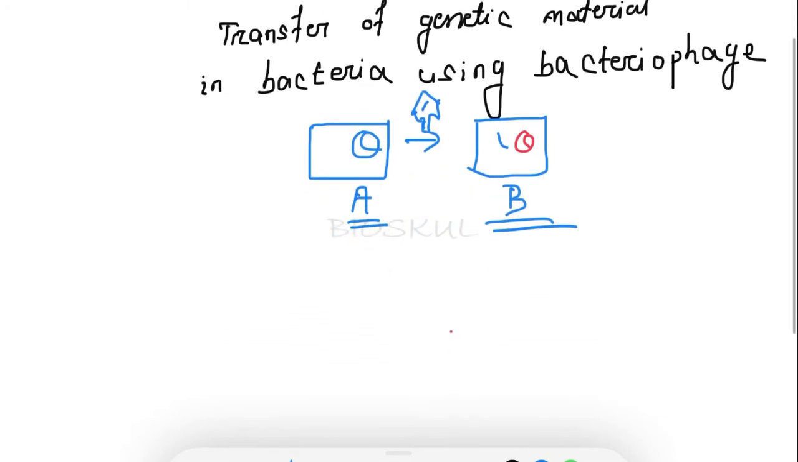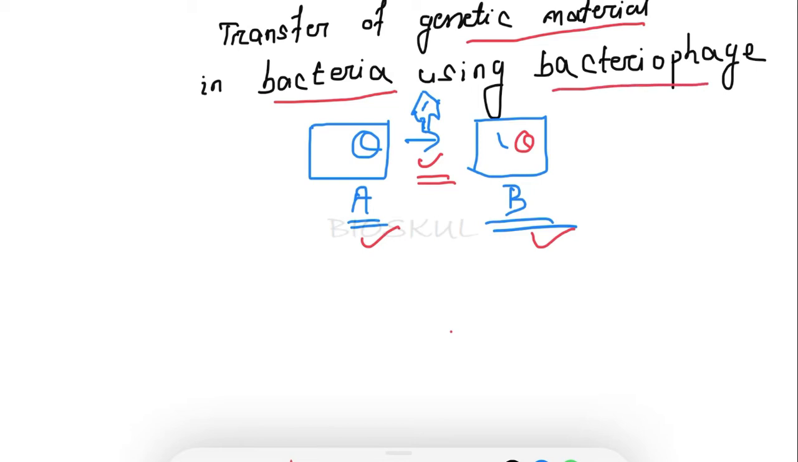This virus is known as the bacteriophage. The virus that infects bacteria is known as a bacteriophage. So the transfer of genetic material from the donor bacteria to the recipient bacteria by using a virus, a bacteriophage, is known as transduction.